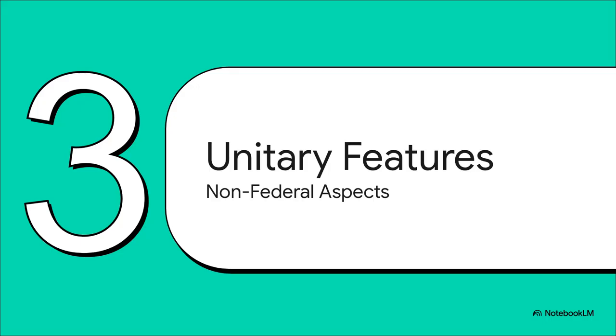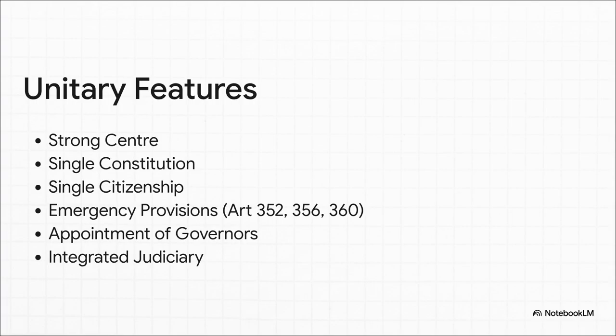Section 3. Unitary non-federal features. 1. Strong center, since the Union list is larger. 2. Single constitution. 3. Single citizenship. 4. Emergency provisions under Articles 352, 356, and 360. 5. Appointment of governors by the center. 6. Integrated judiciary. You must comprehensively elaborate on how these specific elements centralize power. Unlike the USA, where states have their own distinct constitutions and citizenship, India has one single constitution and one single citizenship for everyone.